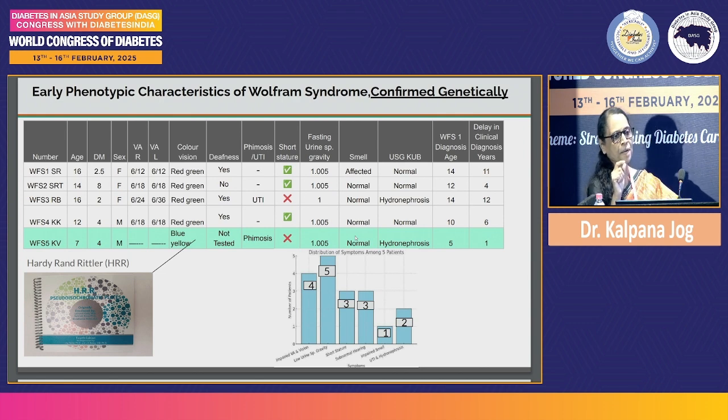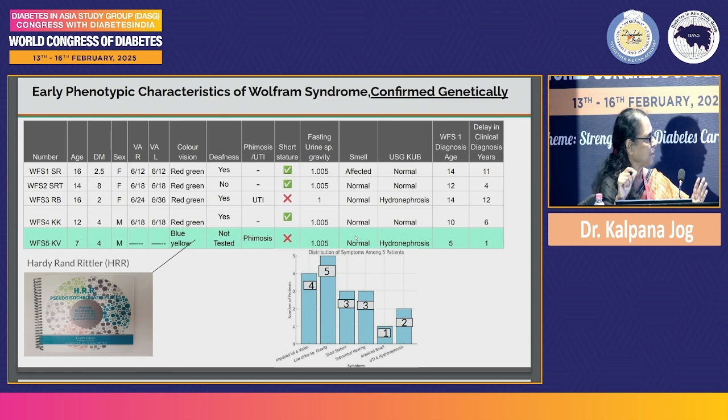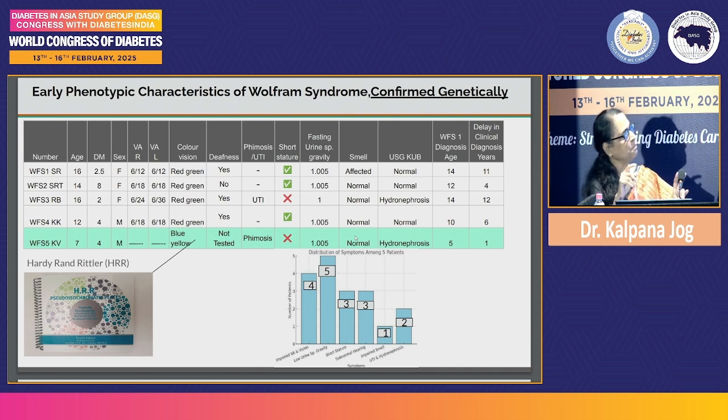And let me tell you that my diabetes team identified 5 patients who were previously labeled as having type 1 diabetes. At the time of screening, they had multiple features. Here you can see that out of 5, 4 patients had impaired visual acuity, color vision was impaired, and specific gravity was less than 1010 for all the patients. One patient had suboptimal smell sensation, 3 had subnormal hearing. So here you can see that multiple features are there. 2 patients had UTI followed by hydronephrosis.